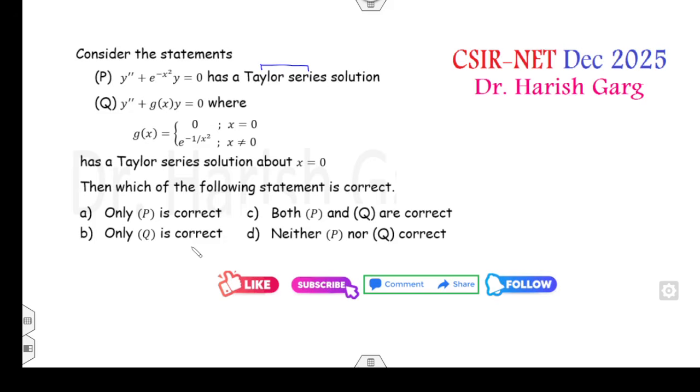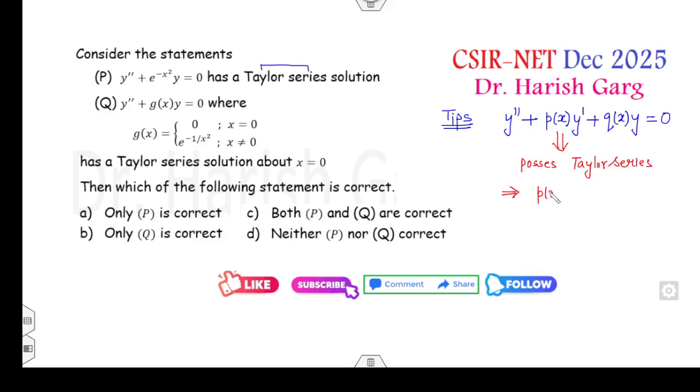चलिए next question चलते हैं. The next question is related to the Taylor series. Now, it's a second order differential equation. Fine. If I say it's y'' + P(x) y' + Q(x) y = 0, then this second order differential equation will possess a Taylor series solution when P(x) and Q(x) are analytic.